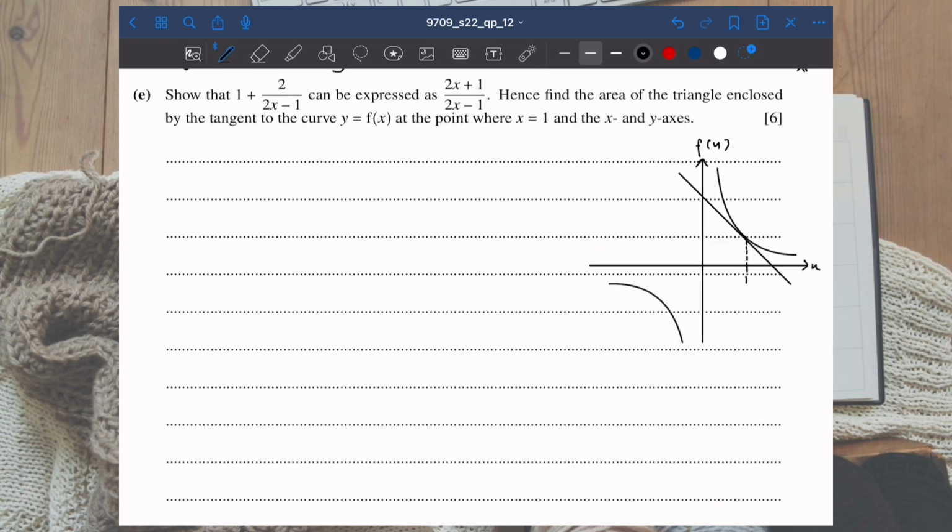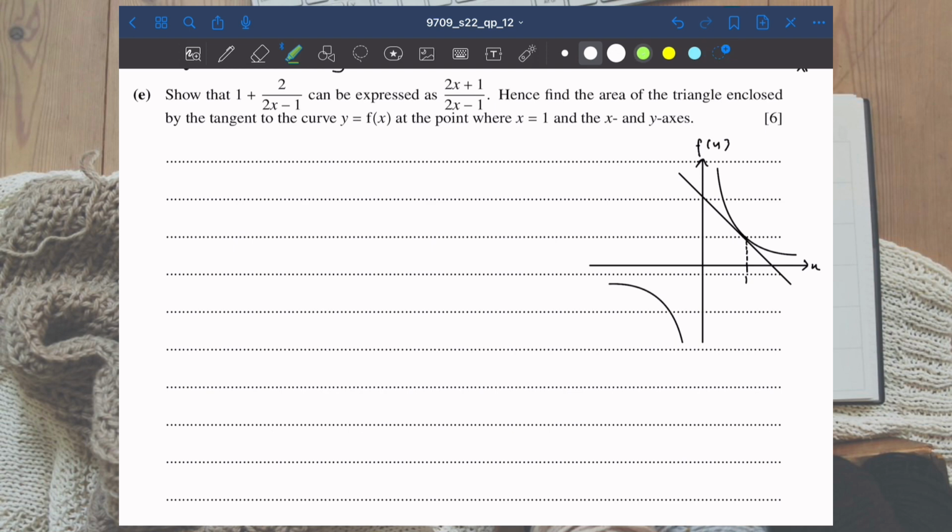Part E. Show that 1 plus 2 over 2x minus 1 can be expressed as 2x plus 1 over 2x minus 1. Hence, find the area of the triangle enclosed by the tangent to the curve y equals f of x at the point where x equals 1 and the x and y axes. Okay, so let's dissect this question one by one.